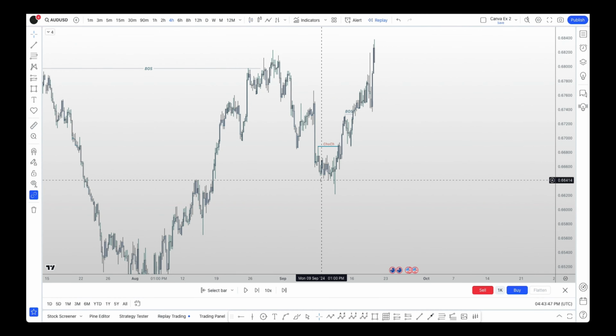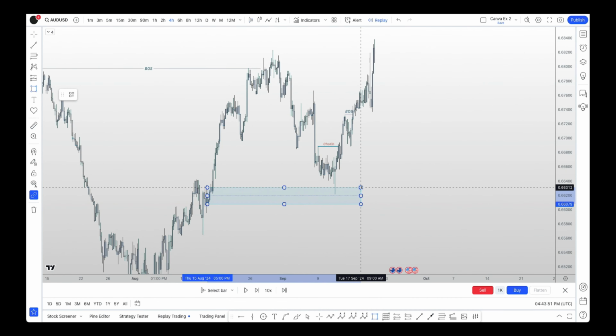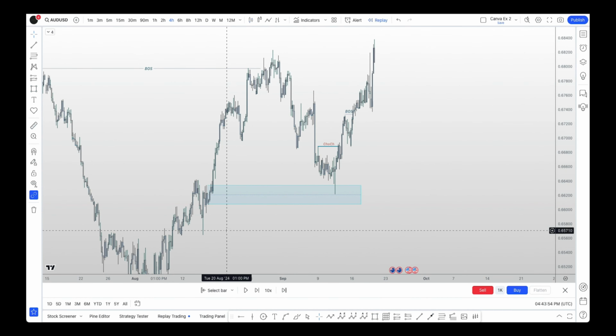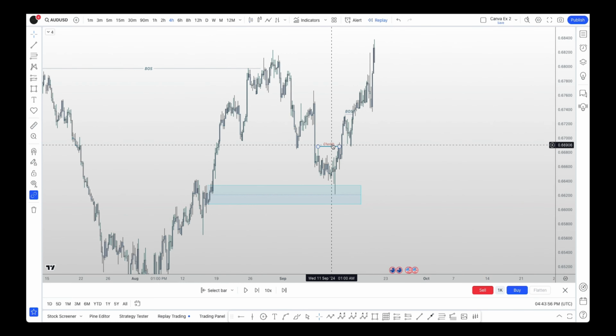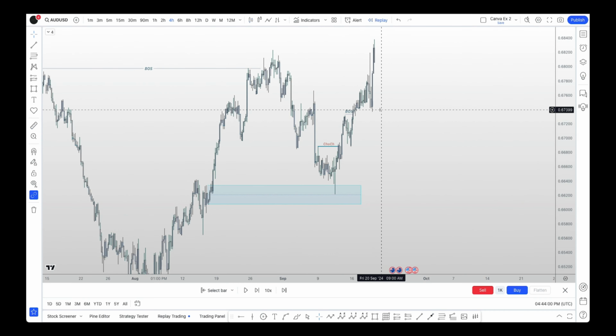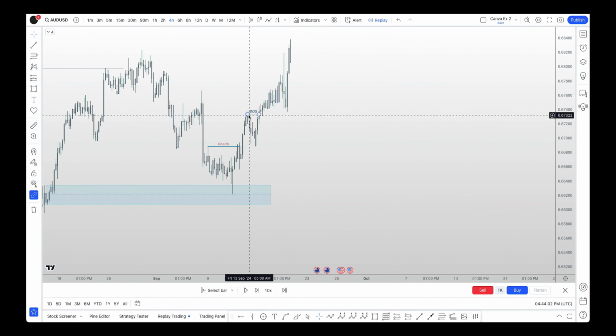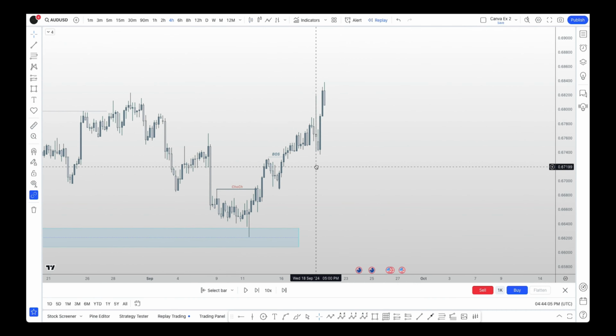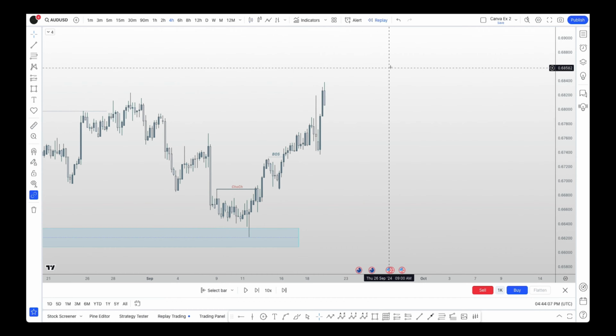Then what does price do? Come down, retrace, and then finally taps into an order block. So we see that it taps into this one. So we just mark that one up. Taps into this order block. We have this change of character, a small fractal change of character that gets confirmed by this break of structure. So what do we do? We go down to the 15-minute.